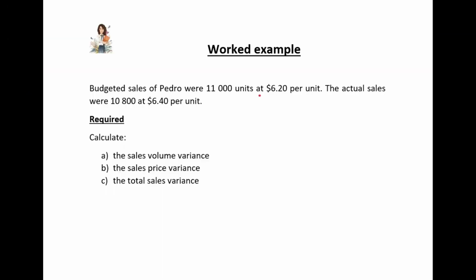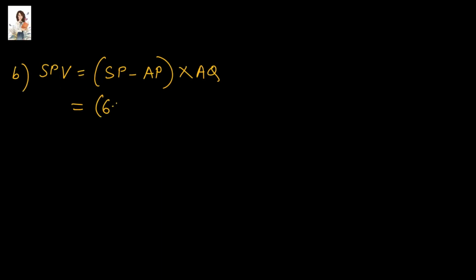So let's do that. So this is part B. Sales price variance is equal to standard price minus actual price multiplied by the actual quantity. We know that the standard price is $6.2 per unit. The actual price is $6.4 per unit, and the actual quantity sold is 10,800 units. So 6.2 minus 6.4, the whole multiplied by 10,800 units. We get 2,160 on solving this.